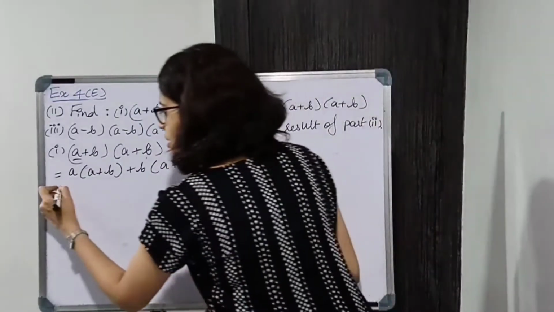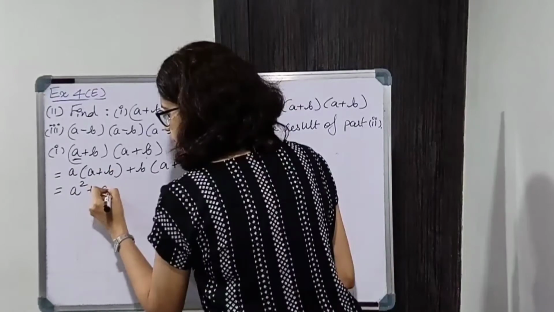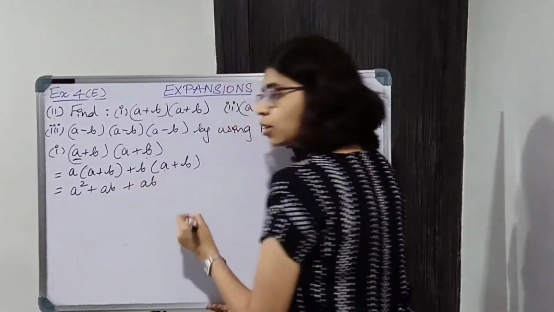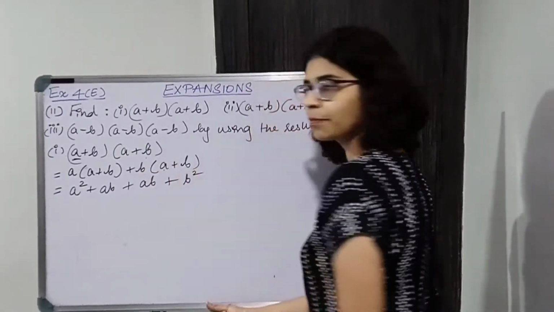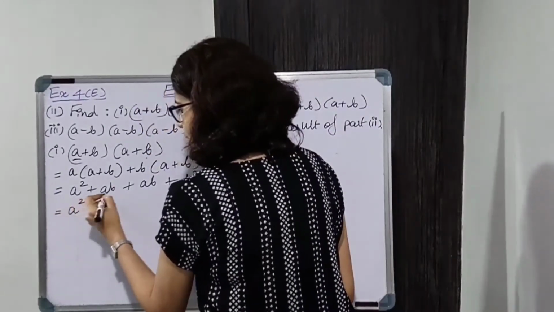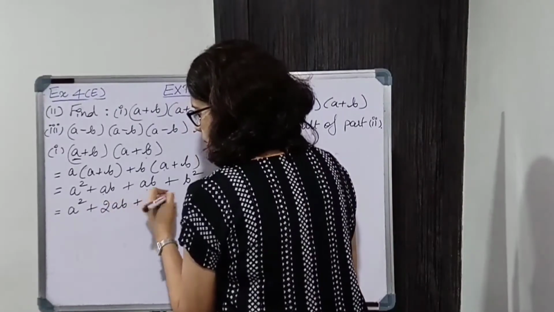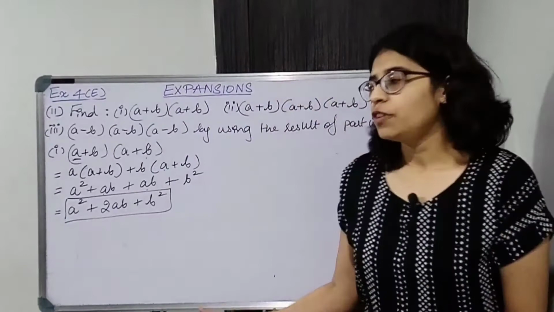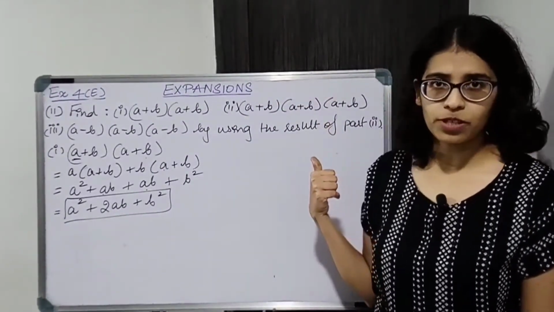Okay, so A into A will give A square, A into B will give AB, B into A, I'll write it in alphabetical order, AB, plus B into B will give B square. Okay, so A square plus AB plus AB will give 2AB plus B square. So we found this.